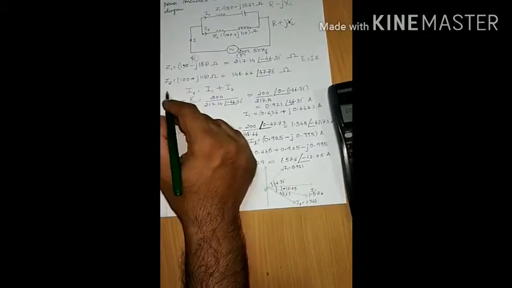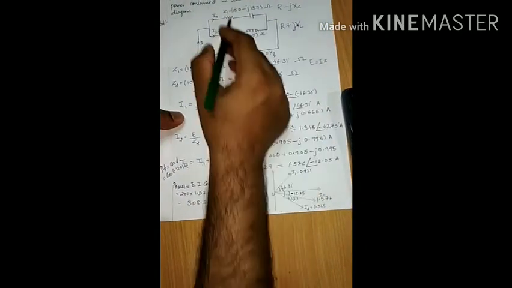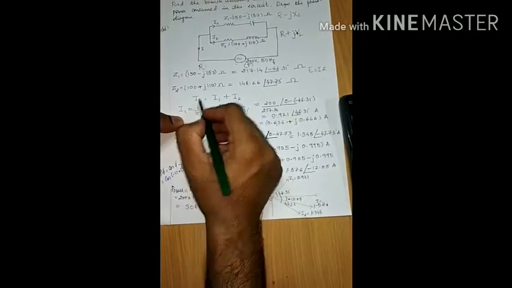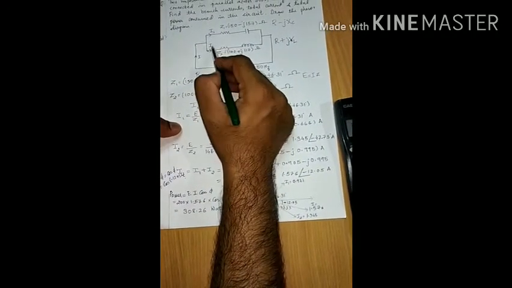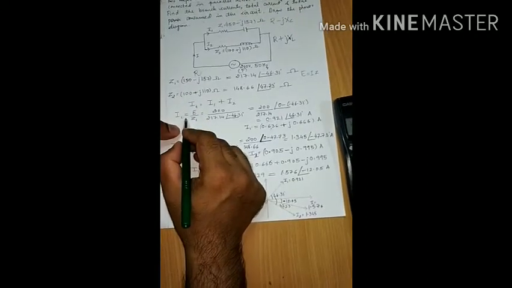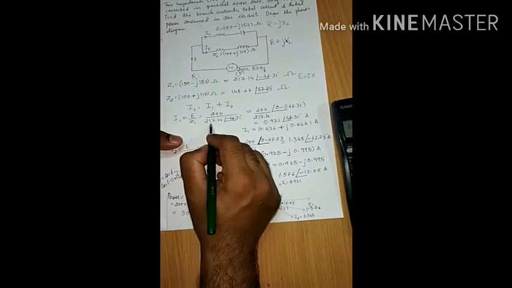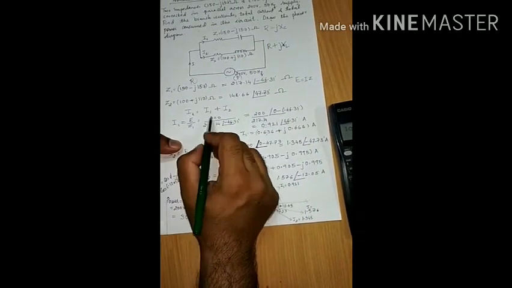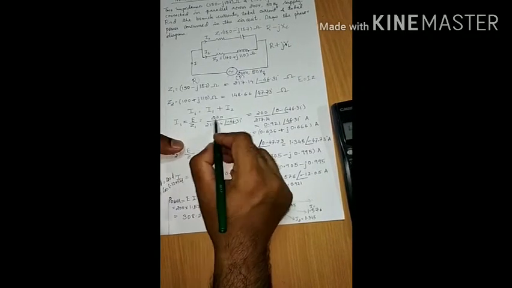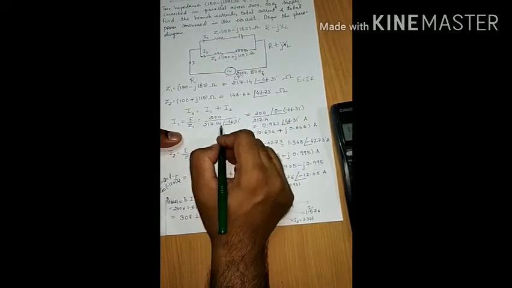Similarly, the Z2 value, which is in rectangular form, is converted to polar. Now I need to find the total current. IT is the total current, which is divided into two parts, I1 and I2. I1 is written as E by Z1. The value of E is 200. For Z1 you need to take the polar value only. You cannot take rectangular because we have division, and the division operation comes under polar form.